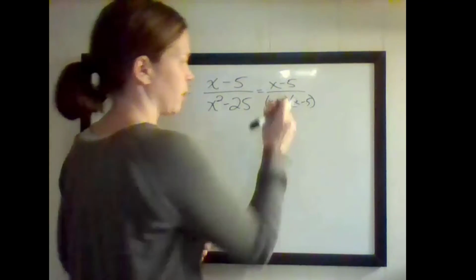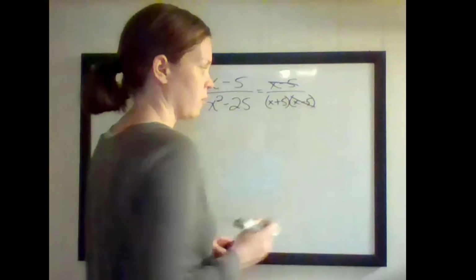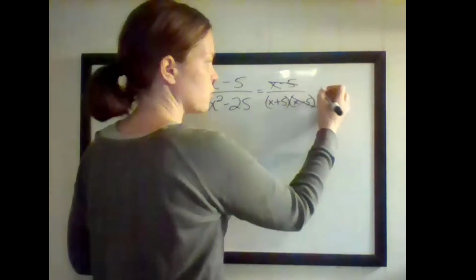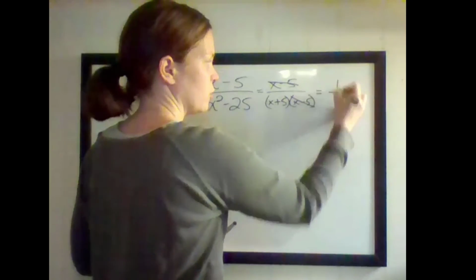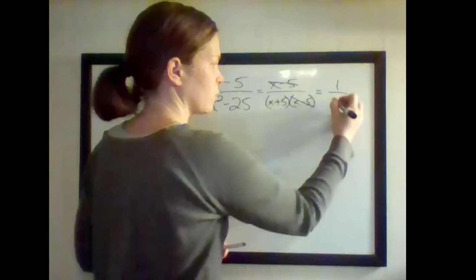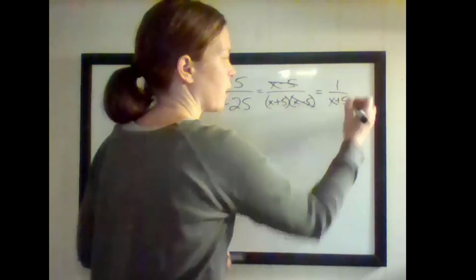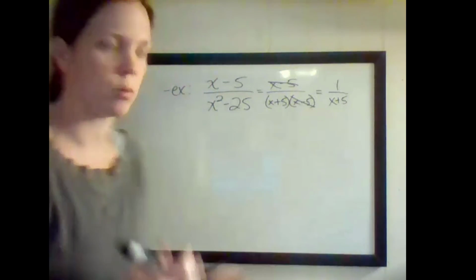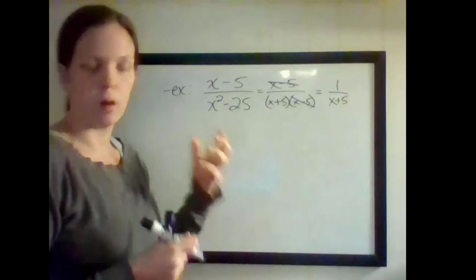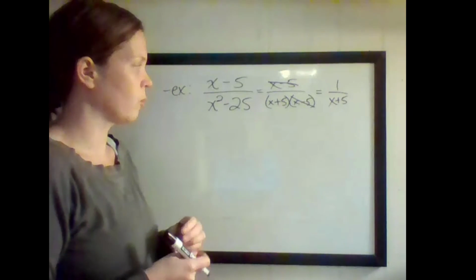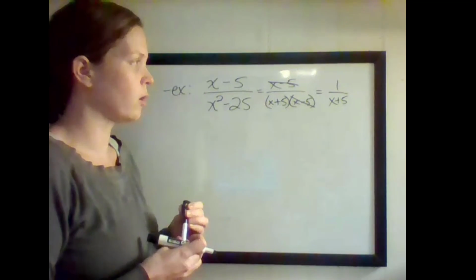So here, x minus 5, those can be canceled. Since there's nothing on top, I would denote it like we're left with 1. 1 over x plus 5. Just like back when we were left with 1/3. You have to put something there. So we would have a 1 on top.